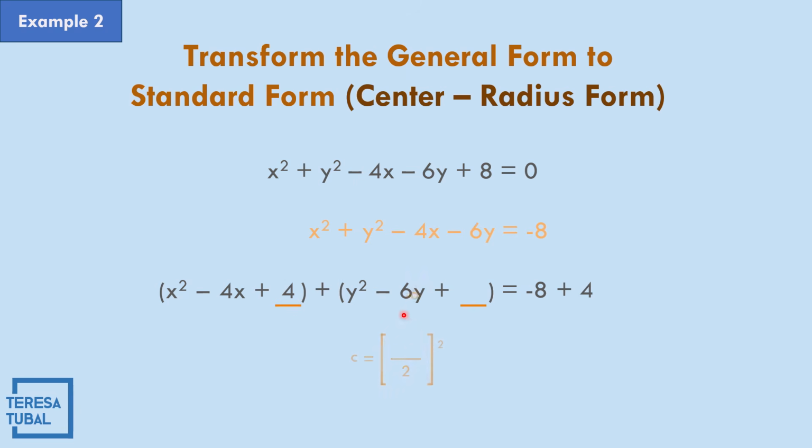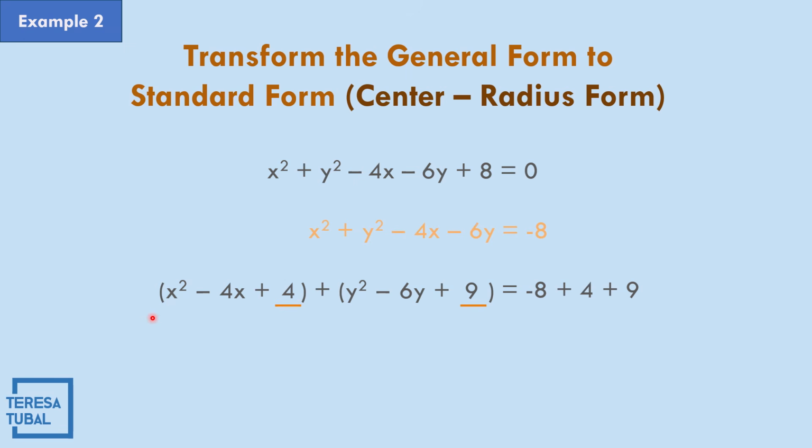So how about this one? The value of b is negative 6. So negative 6 divided by 2, squared. Negative 6 divided by 2 is negative 3. Negative 3 times negative 3 is equal to positive 9. To make it a perfect square trinomial, we need to add 9. Whatever you add on the left, which is 9, should be added on the right side. So that is equal to 9.